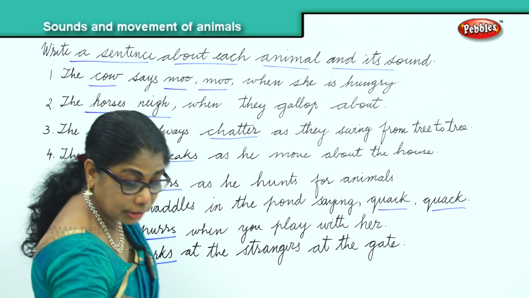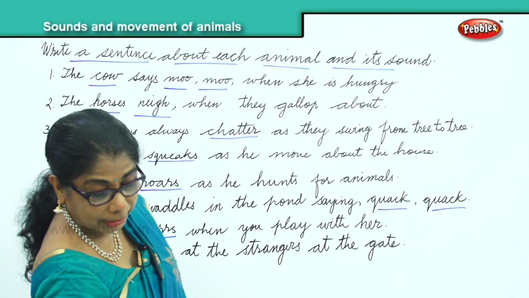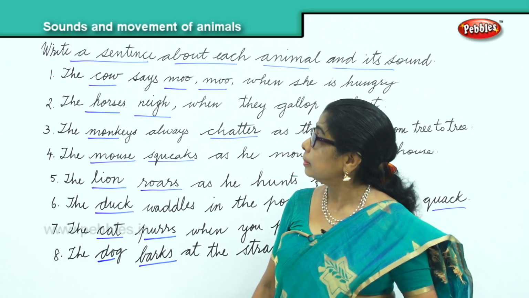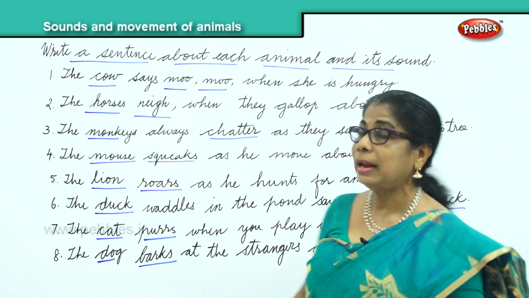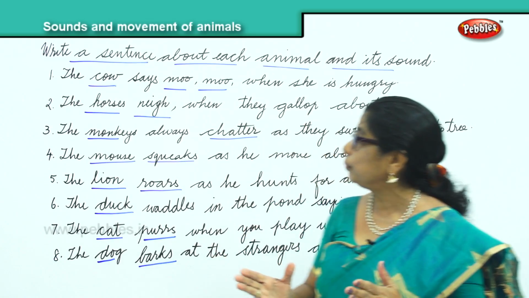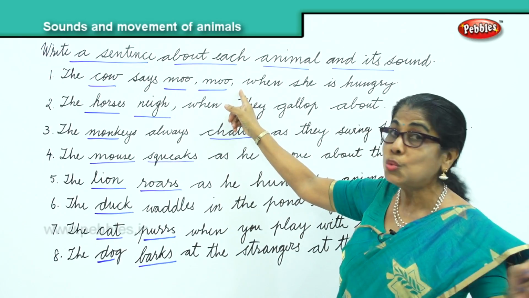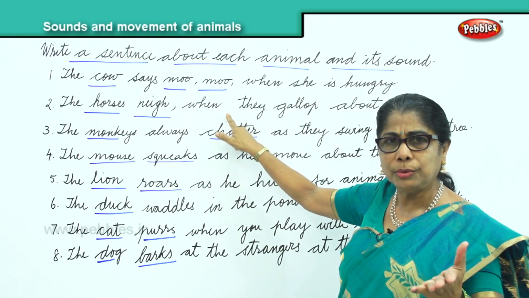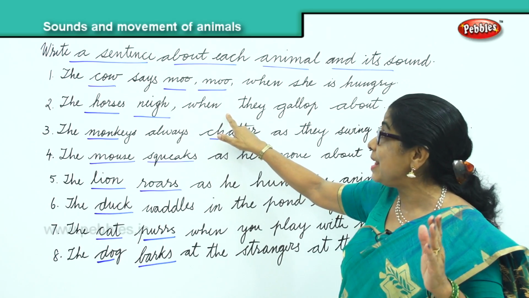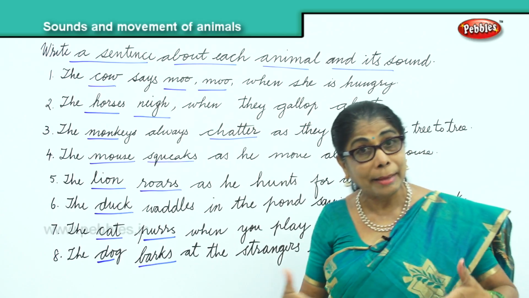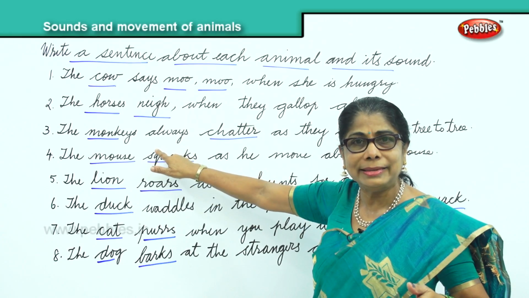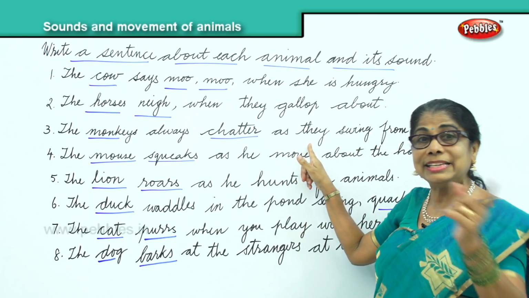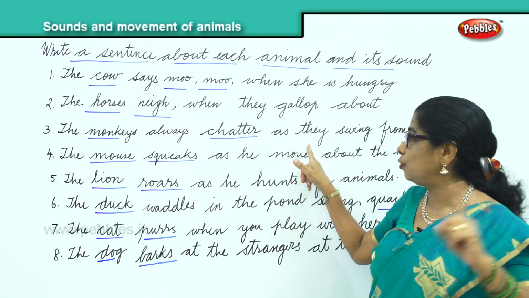Now, look at all the sounds and the sentences that we have made together. Okay? Write a sentence about each animal with its sound. That's what we are doing now. The cow says moo, moo when she is hungry. The horses, what do they say? The horses neigh when they gallop about. The monkeys, what do they say? The monkeys chatter as they swing from tree to tree.